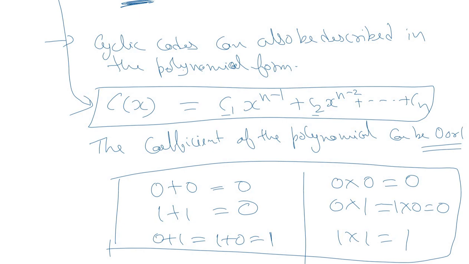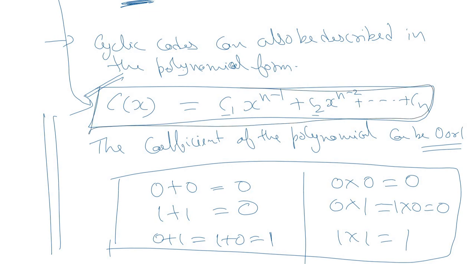So these properties will help us, first of all, to represent the cyclic code in polynomial form using this expression, and further, if we want to do any mathematical operations over the coefficients of the polynomials, we need to follow these properties. The addition will be modulo 2 addition, and the multiplication will be the digital multiplication.